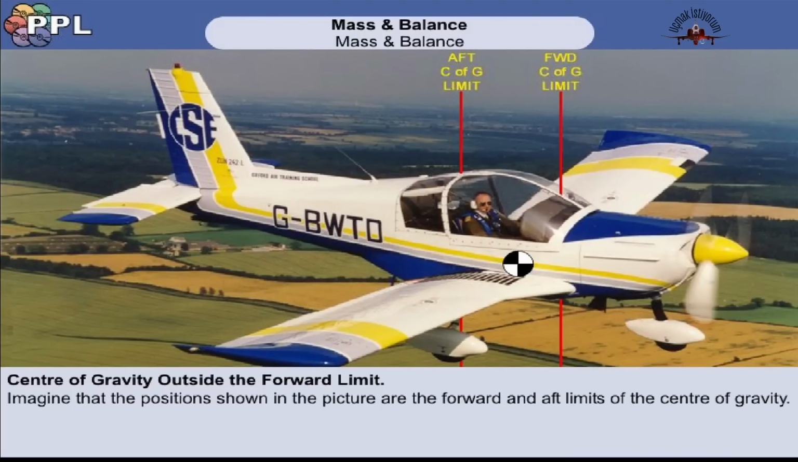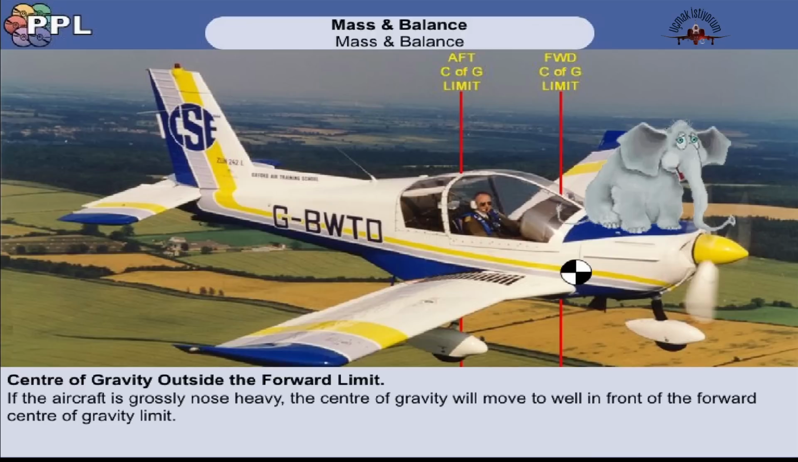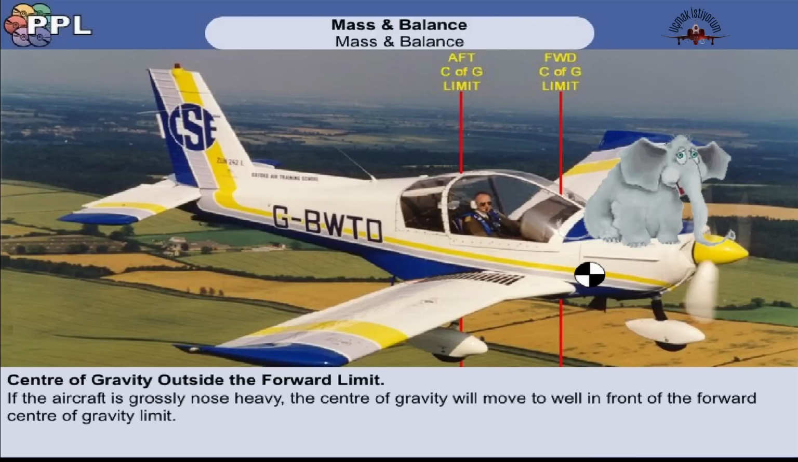Imagine that these are the forward and aft limits of the center of gravity. Now imagine that the aircraft has somehow been loaded grossly nose-heavy. The center of gravity will move to a position well in front of the forward center of gravity limit.